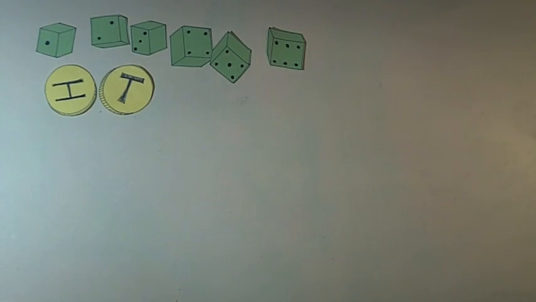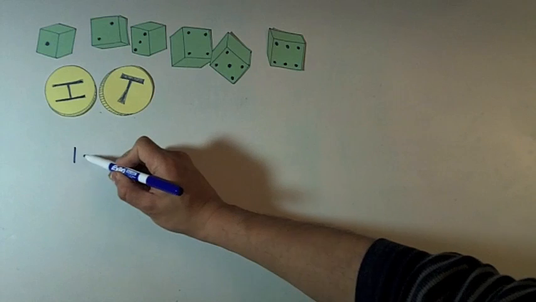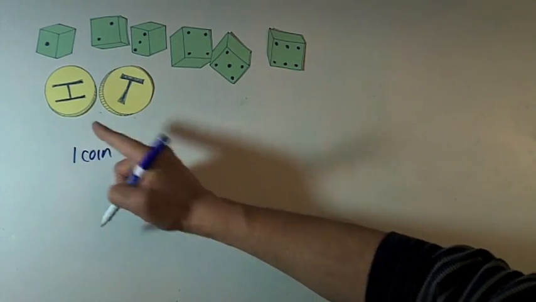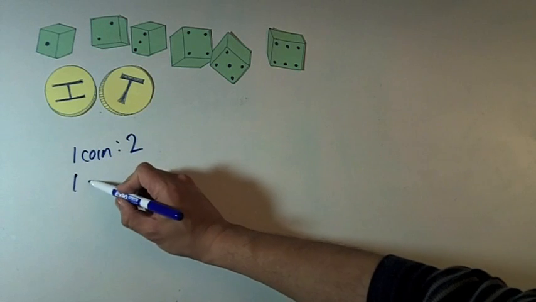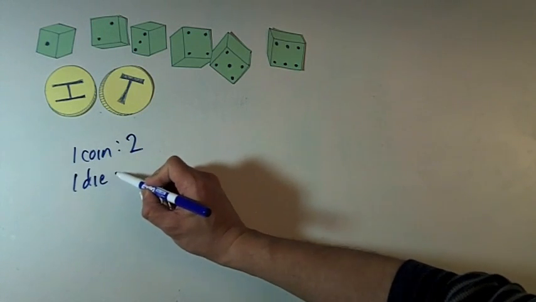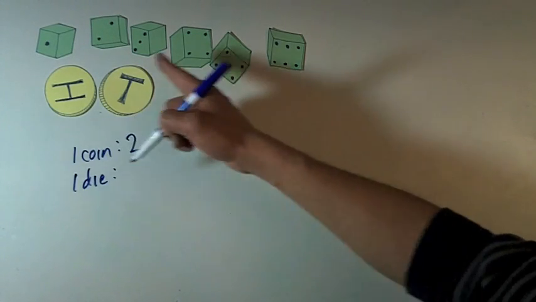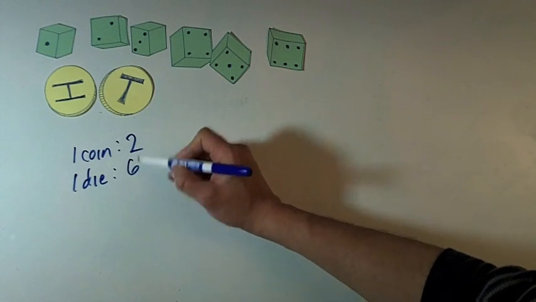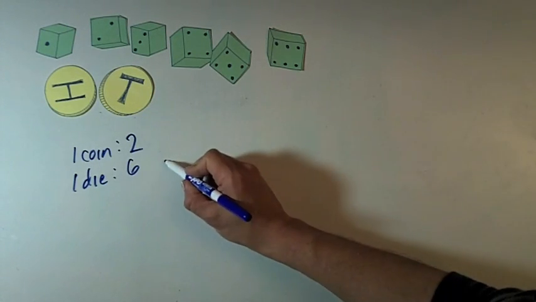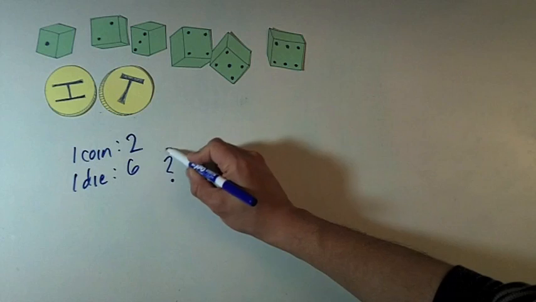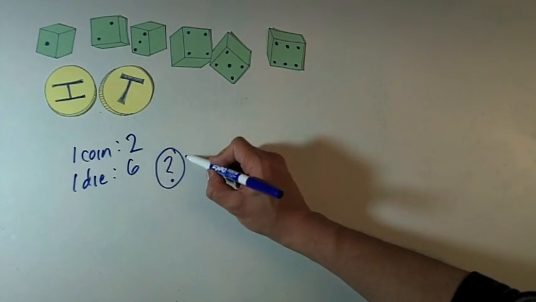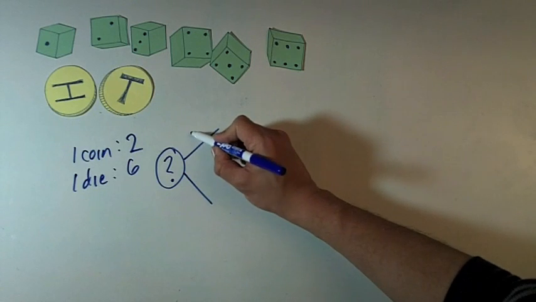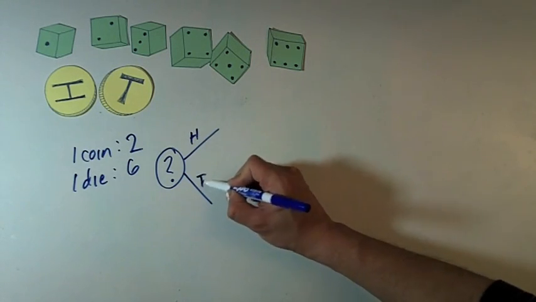So here we go. We have our 1 die with 6 sides, and our 1 coin with 2 sides. So let's write that down: 2 for the coin, and 6 for the die, with each of the numbers written down. Then we're going to put together our tree diagram. We start off with a little question mark, and then we first divide it by 2 because we're using the coin. One's heads and the other one's tails.